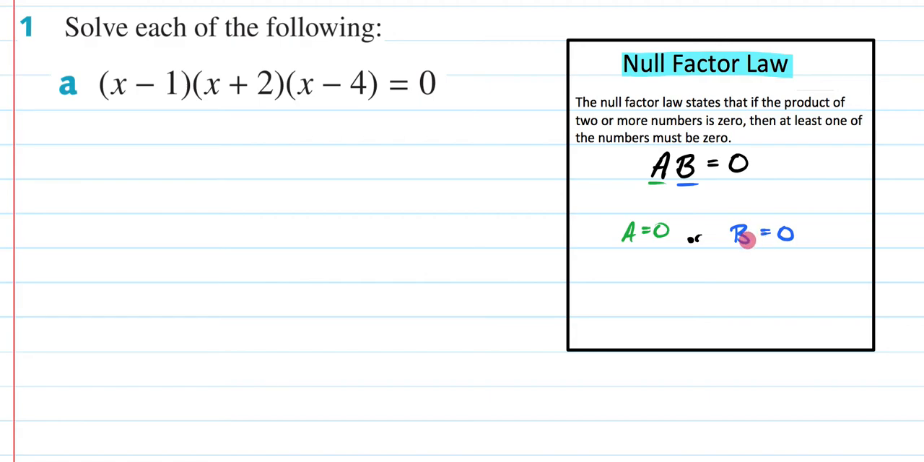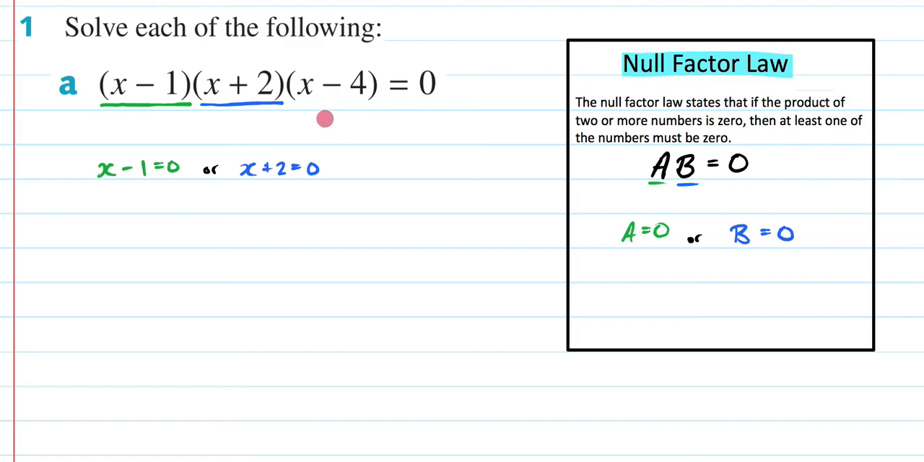Let's now apply that logic over to the question that is before us. So as you can see, we have three things that are multiplied together, which give us an answer of 0. So in order for this to be true, either this has to be equal to 0, so x minus 1 has to be equal to 0, or you could say x plus 2 is equal to 0.